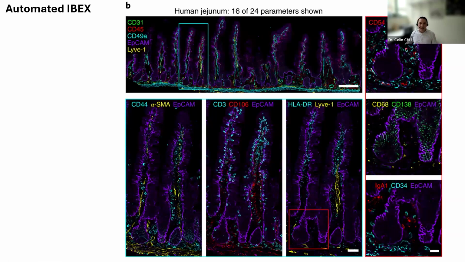Here's also human jejunum and gut, seeing the beautiful villi, and we're able to resolve, even down here in cyan to CD3, the T cells, so single cell resolution of lymphocytes.